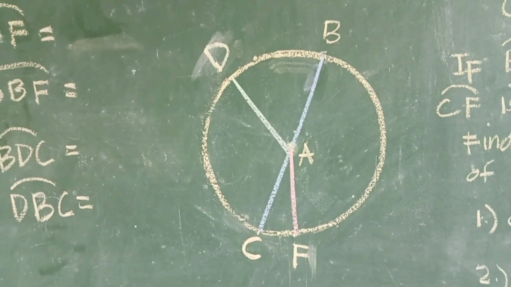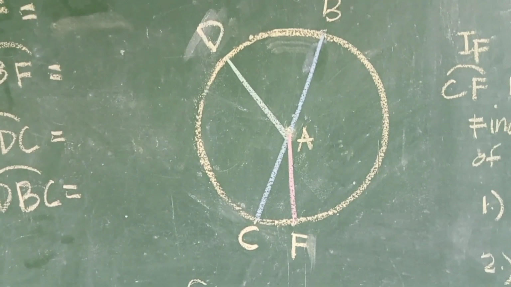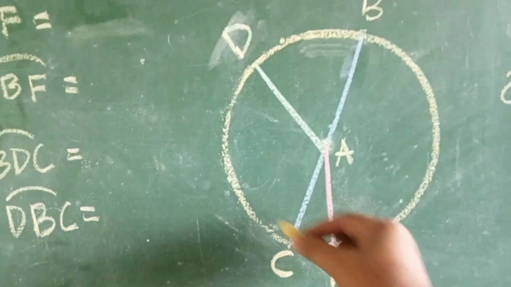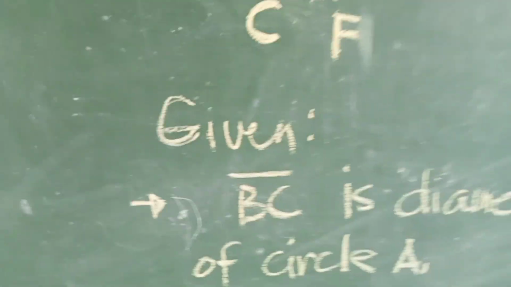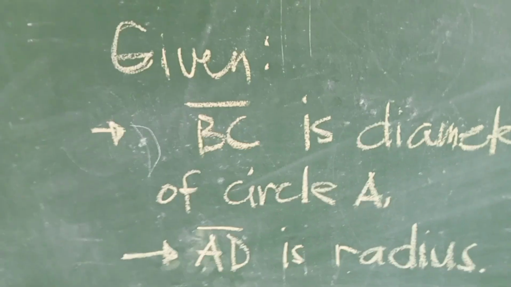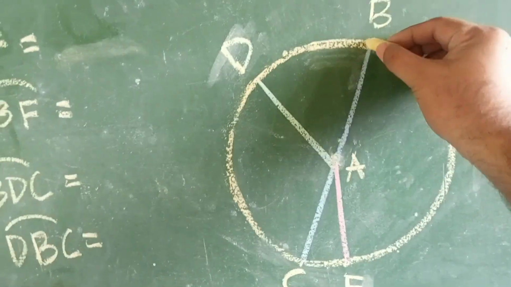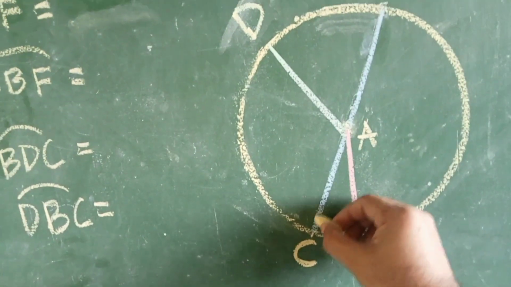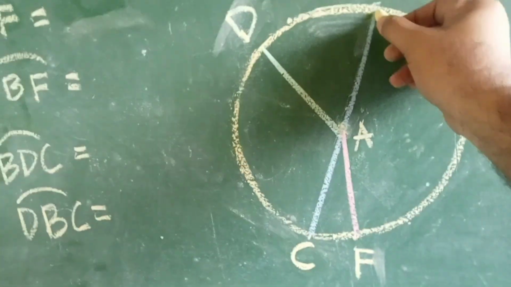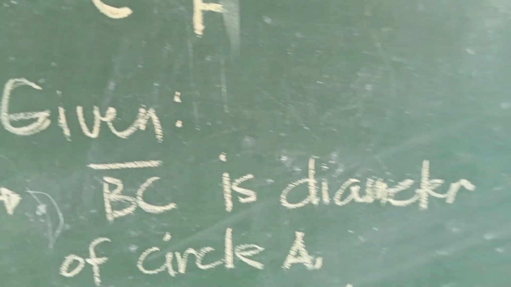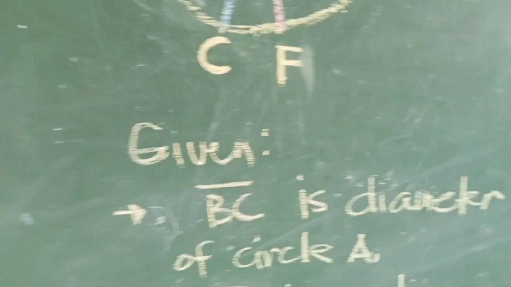Here it is. This is the illustration. As you can see, since the center is A, we call this circle, circle A. We have here the given: BC, or segment BC, is a diameter of the circle. So let's look at it. From this point B to C, this is what we call BC. Since it passes through the center, we call this segment or line a diameter. That is why BC, or segment BC, is a diameter of circle A.